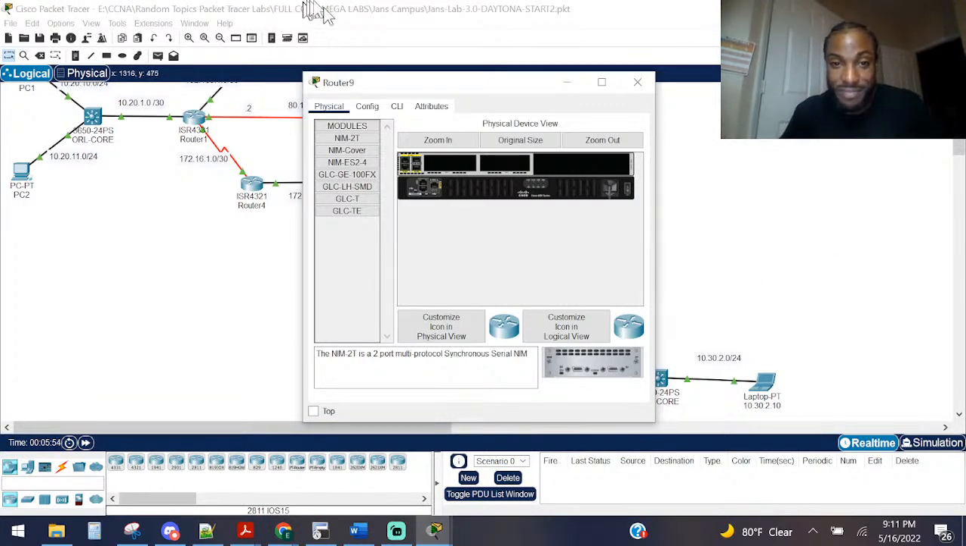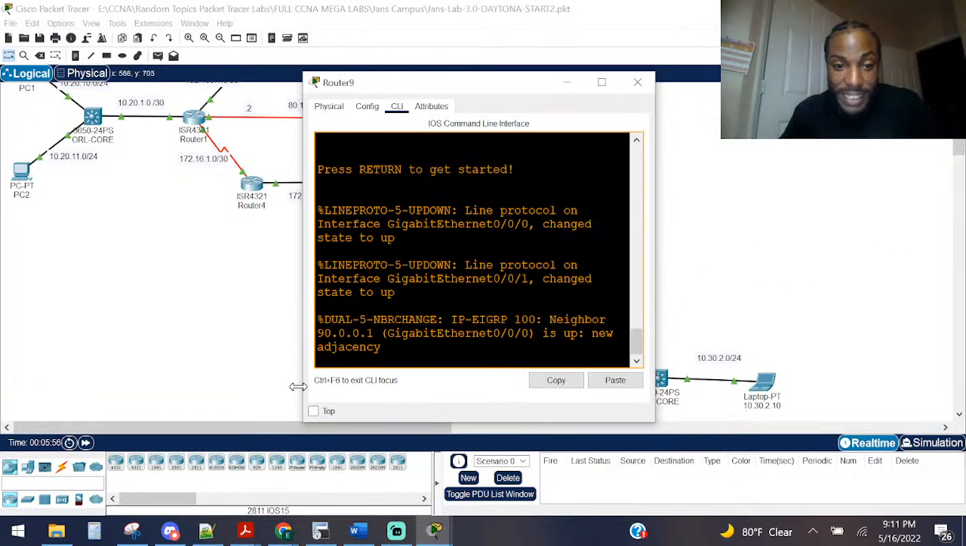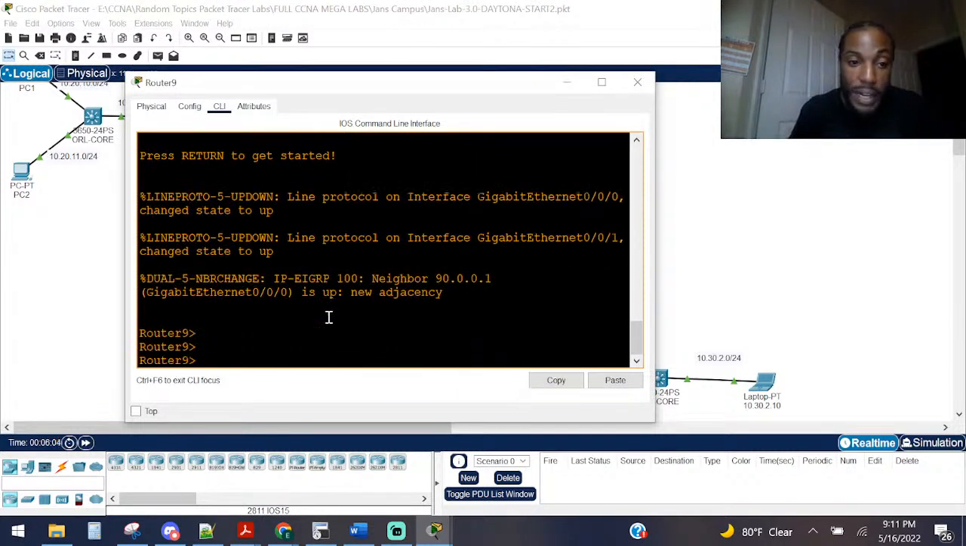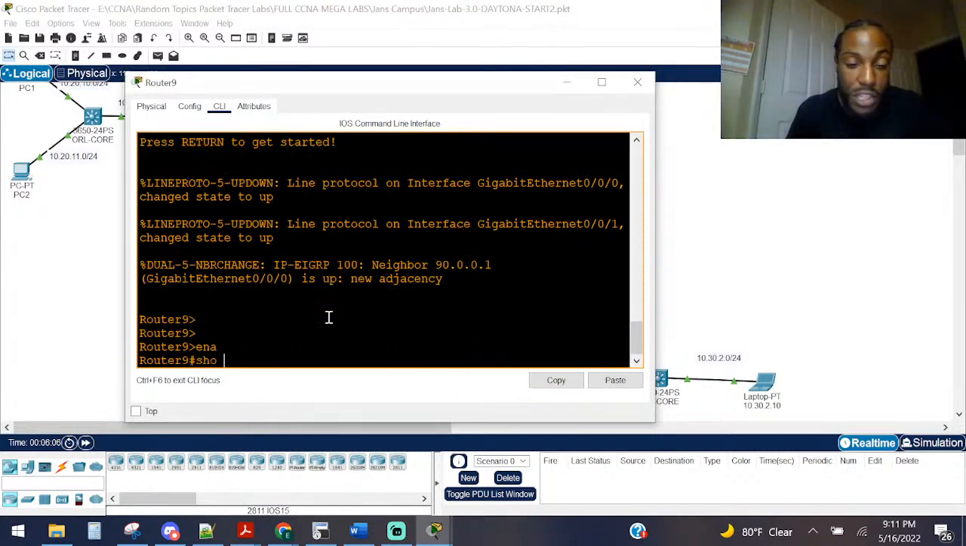So let's go ahead and see. That route was called 110.10.0, right? And we was trying to see if these two routers were seeing it through EIGRP. Right now EIGRP is up, so theoretically BGP should be up, right?